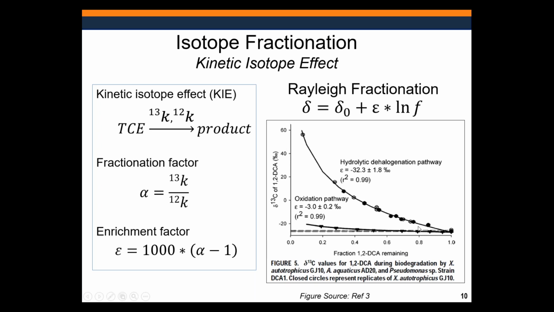The other reason I wanted to show this figure is because if we look at an oxidative pathway for DCE degradation, we see a very different scenario and much, much less enrichment. This is only about -3 per mil. What that tells you is, as this chemical is biodegrading in the field, you're getting very, very slight isotopic enrichment. It may be very, very hard to see in the field, whereas this hydrolytic pathway would be very, very easy to document in the field.